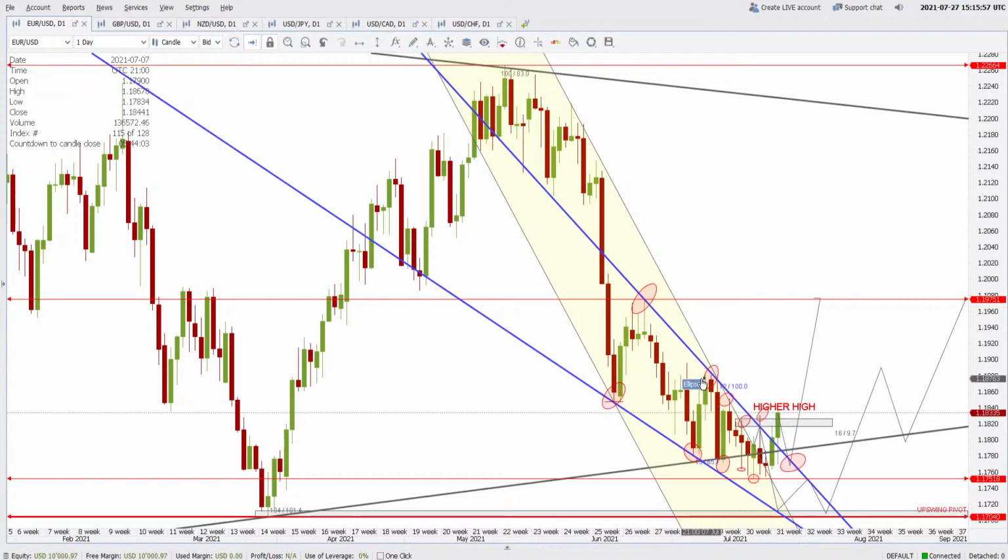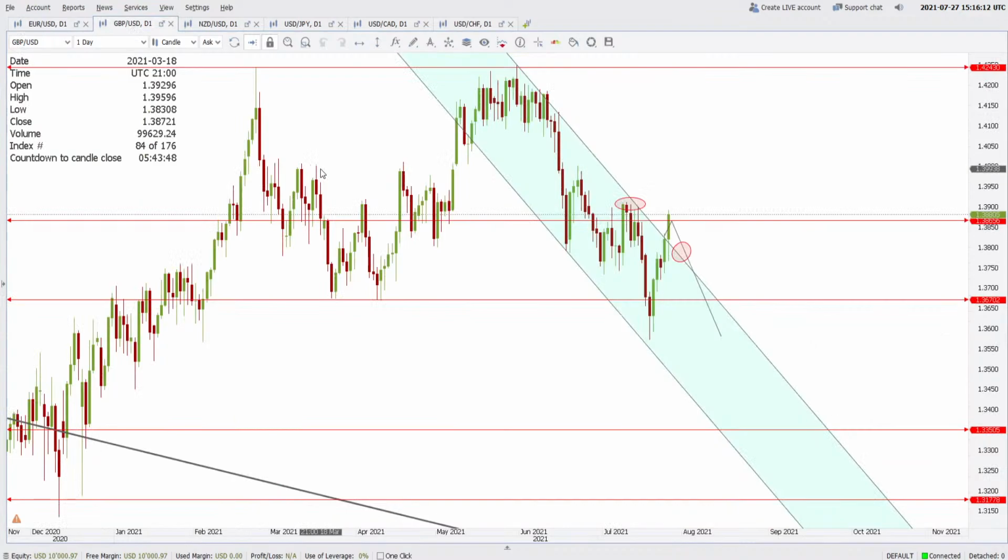See how this has acted as a resistance so many times. Here it was acting as a support, here it was acting as a support, and here there was resistance, resistance, resistance. So expect some resistance in this region at the 1.1880 region.